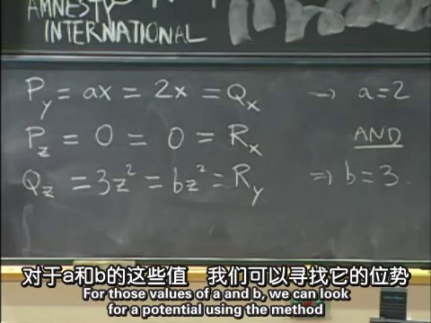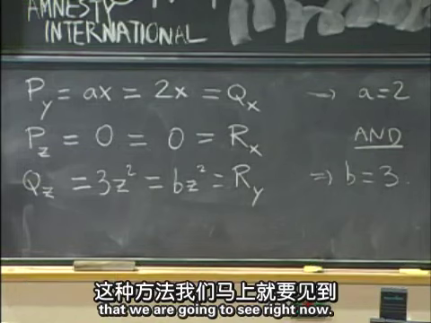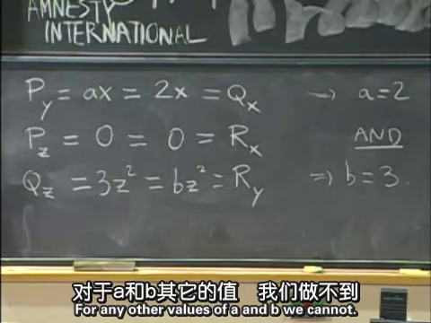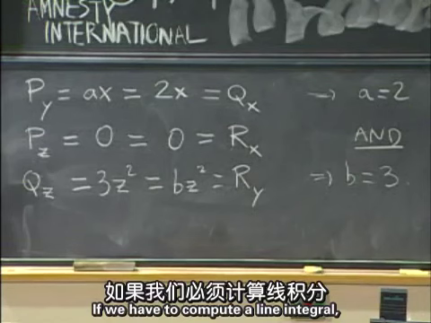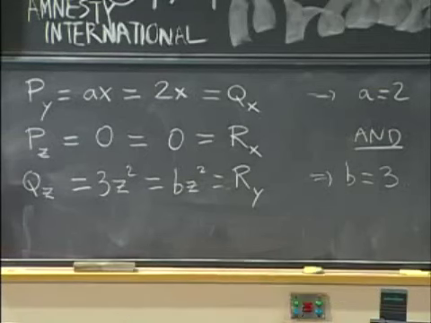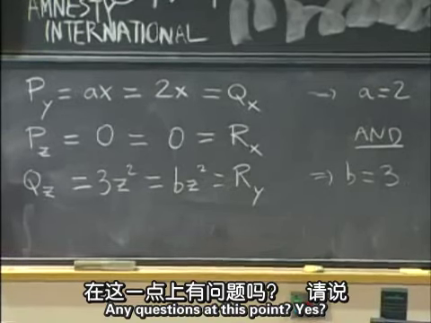So for those values of a and b, we can look for a potential using the method that we are going to see right now. For any other values of a and b, we can't. If we have to compute a line integral, we have to do it by finding a parameterization and setting up everything. Any questions at this point?